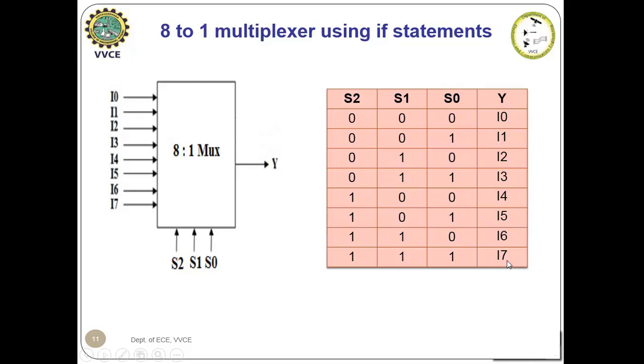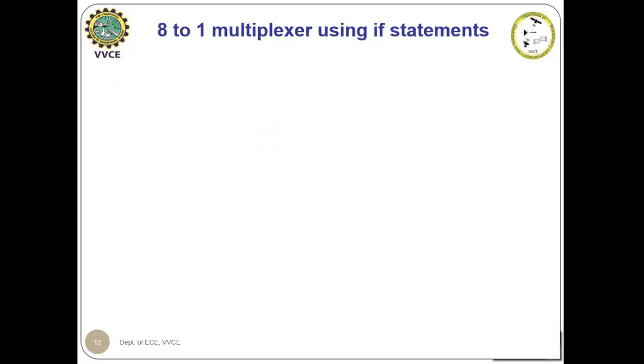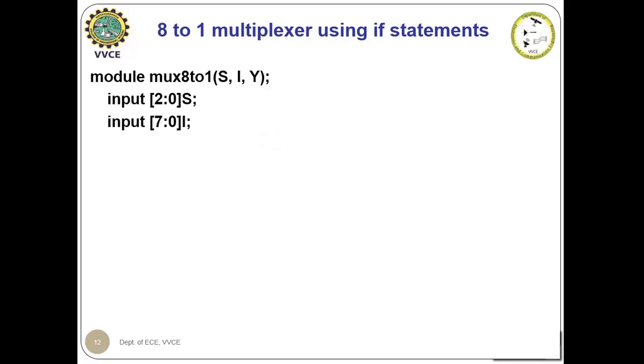Now this is the truth table and block diagram of an 8:1 mux. So we know that we have 8 inputs, that is I input, and 3 select lines, that is S input, and Y output. Now we'll be defining the module. Module mux 8:1 is the name of the module. I have S input, that is your select lines, I input and Y as output. So I'll be defining S input as a 3-bit array, S[2:0]. Similarly, I input is an 8-bit array, [7:0]. Then output Y.